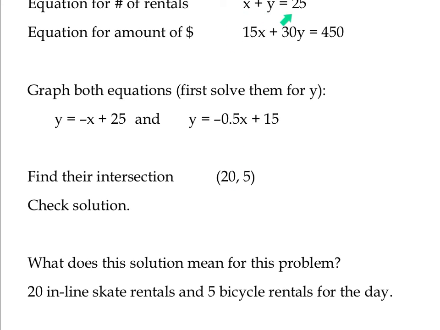20 plus 5 will give us 25 total rentals, and 15 times 20 plus 30 times 5 added together will give us the $450 for that day. What does that mean, though? Well, now we have to make sure we remember what these variables represent. We defined them: x was the number of inline skate rentals, and y was the number of bicycle rentals. So they rented 20 inline skates and 5 bicycles for that day. We can write systems of equations for real-world situations, solve them, and figure out what those solutions mean to that actual situation that we're applying it to.